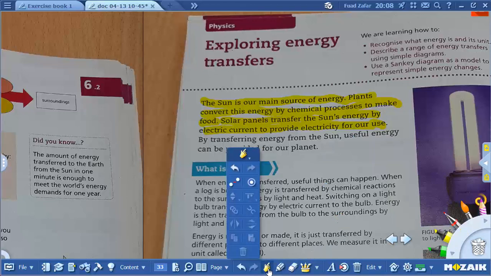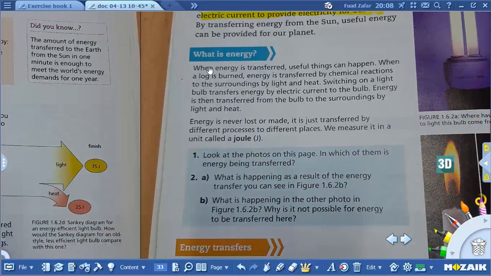To continue. Now, what is energy? They say when energy is transferred, useful things can happen. When a log is burned, energy is transferred by a chemical reaction to the surroundings by light and heat. That means when you burn, there's an exchange of energy transfer. There will be a chemical reaction to the surroundings by light and heat. So it will give you light and heat.